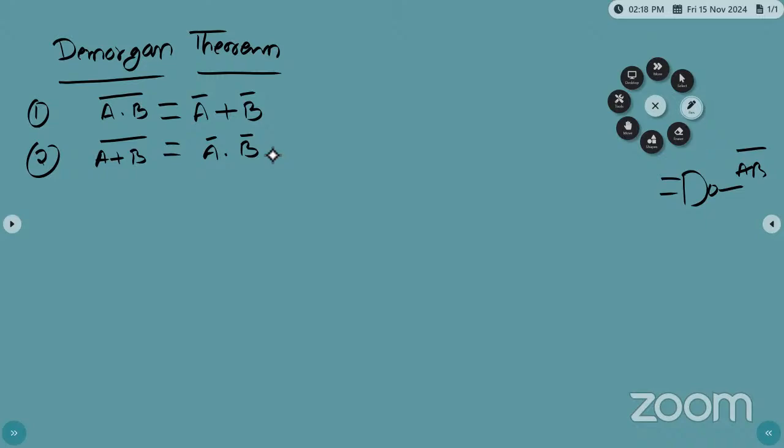Okay, now the steps to get the De Morgan theorem. First one, if the whole complement is there, apply individual complement. We did the same here: the whole bar, what did we do? We made A bar and B bar.